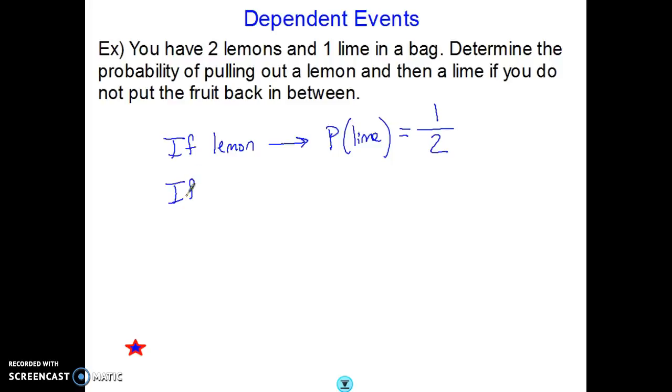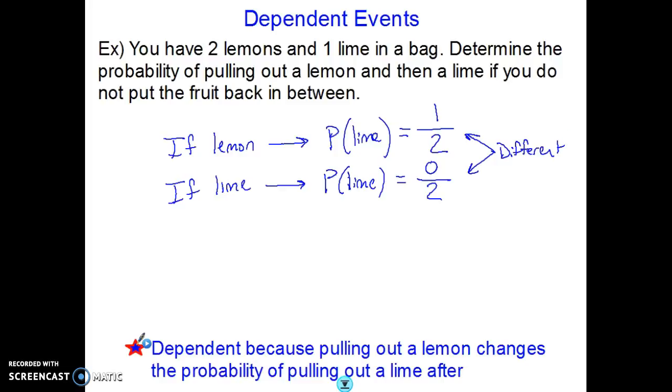On the other hand, let's consider now if I pull a lime out the first time. Well, now my probability of getting a lime on the second pick changes because in this case I now have 0 limes left and 2 lemons. So I have 0 success cases because there's no limes left out of 2 total. So we can clearly see these two are different. Our first pick changes the probability of our second pick, which is what makes this a dependent event.